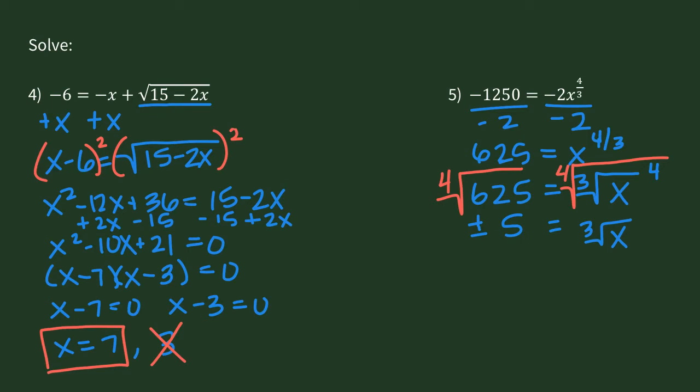And then we want to cube both sides. We want to undo the cube root, and that would be cubing. So when you have a cube root and cube, they cancel each other out. And if I do plus or minus 5 cubed, I get plus or minus 125.